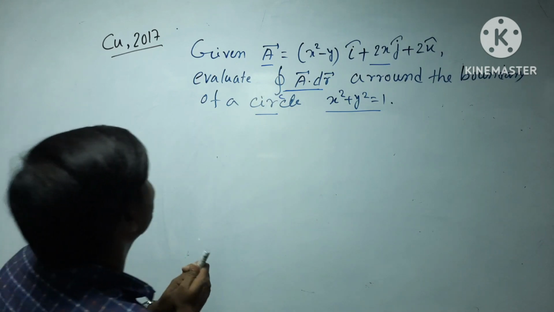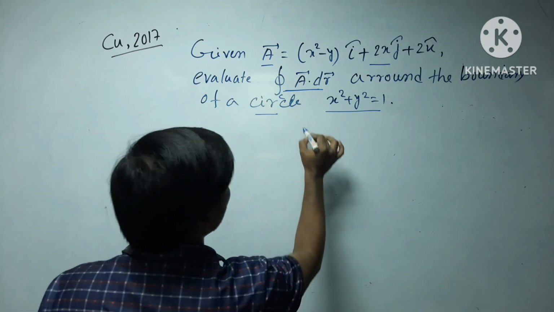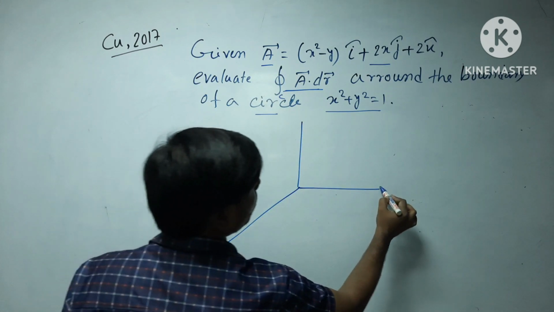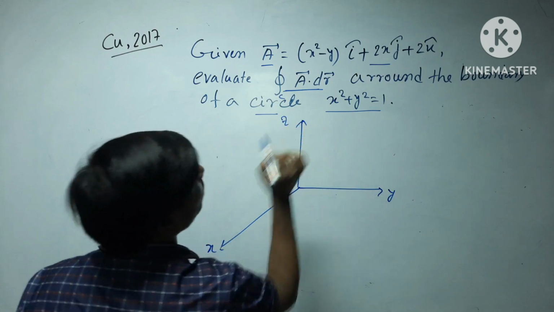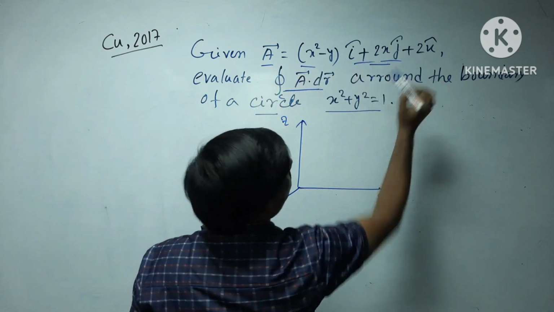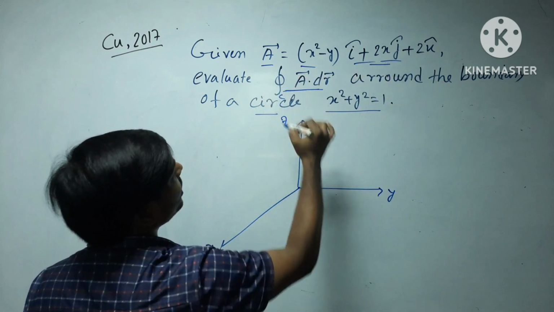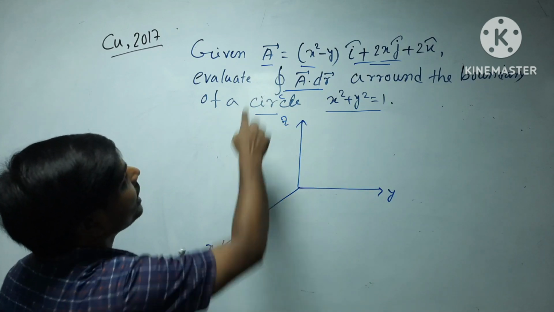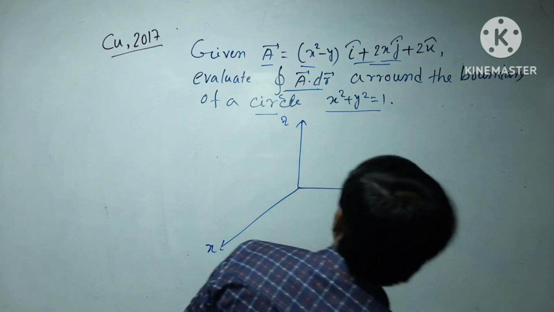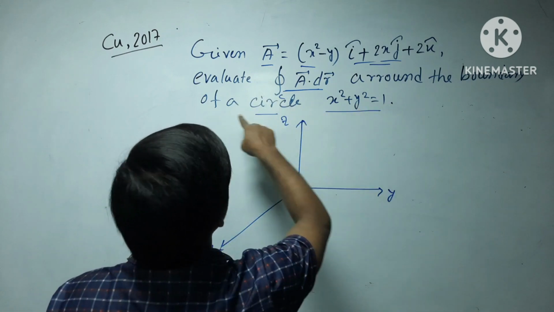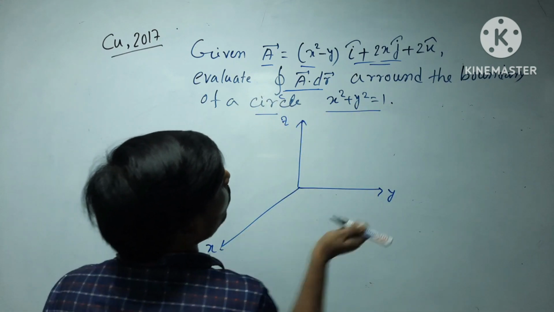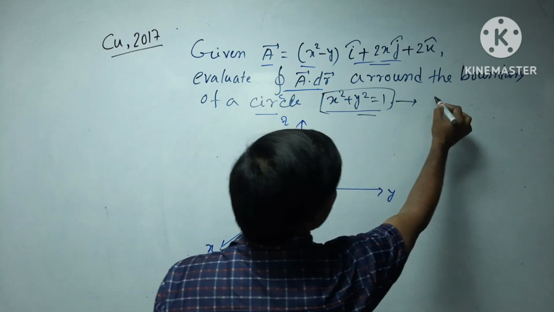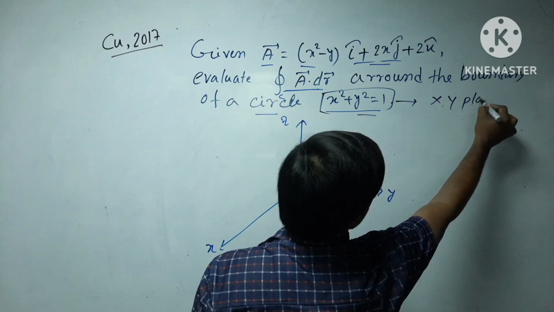So what is the problem? A vector field is given, so in the 3D x, y and z space a vector field is given, right? So at each and every point there is a vector, okay? We have to integrate this vector around the boundary of a circle. At which plane is this circle? This circle is in the xy plane.